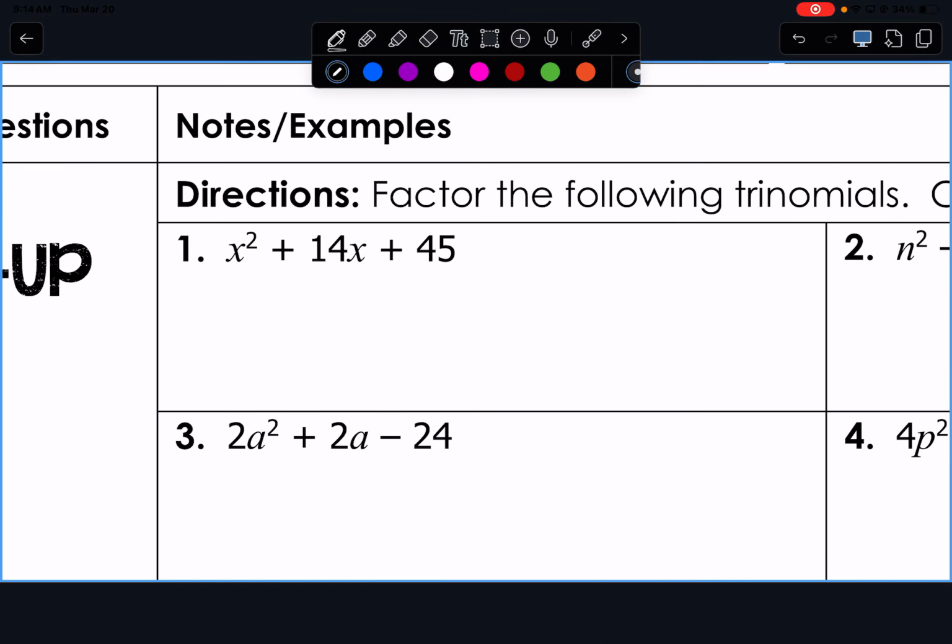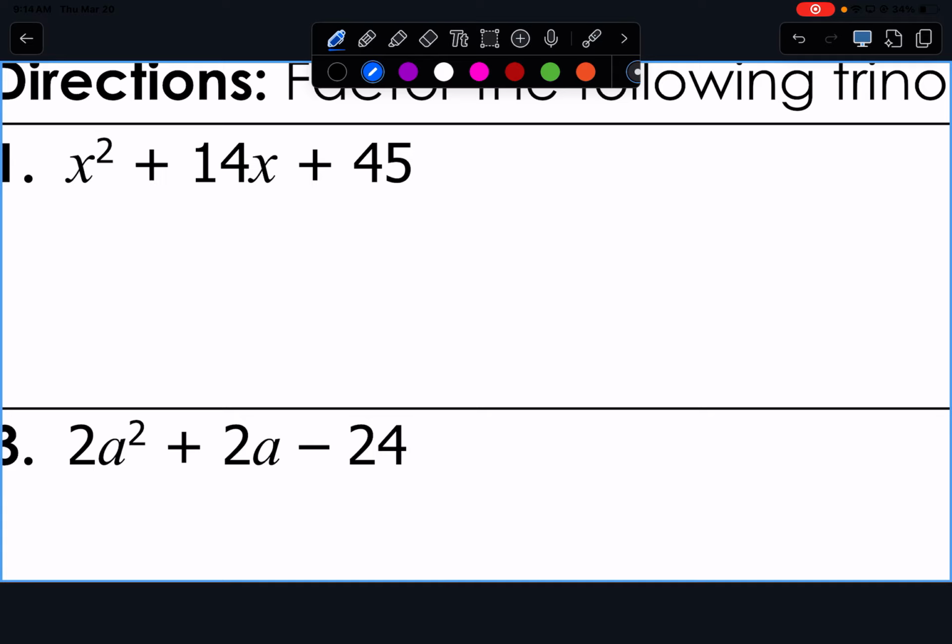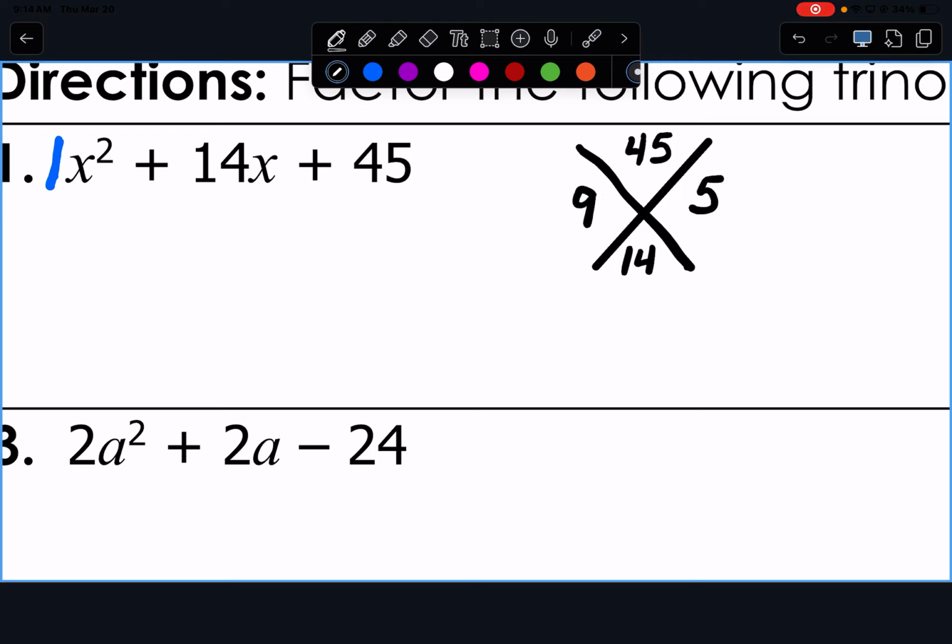For this one, what is my A? X squared. X squared is there. It's the 1 in front. That has an understood 1 in front, so we're going to use that when we calculate this. What is A times C in this problem? 45. And then what is our B? 14. What are the factors of 45 that add together to give us 14? 9 and 5.